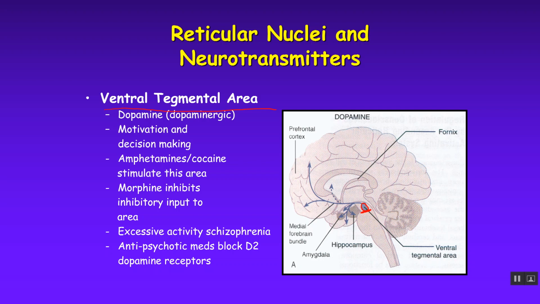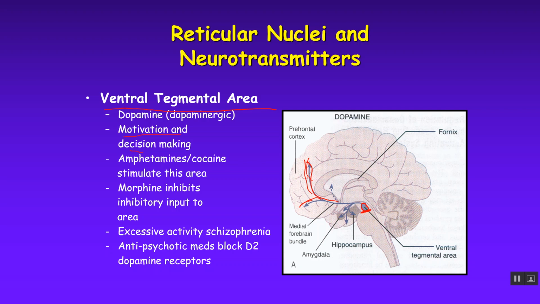There are dopaminergic neurons that project, not just for motor function, but up into your prefrontal cortex. So this is dopamine going into the prefrontal cortex, which helps with things like motivation and decision making. It also goes to some of our reward centers. Amphetamines and cocaine stimulate the ventral tegmental area, which gives you the high, because it's also stimulating the reward centers associated with that.